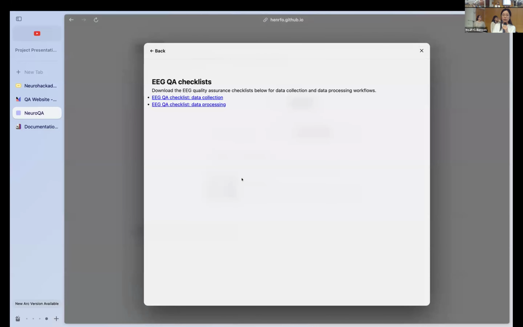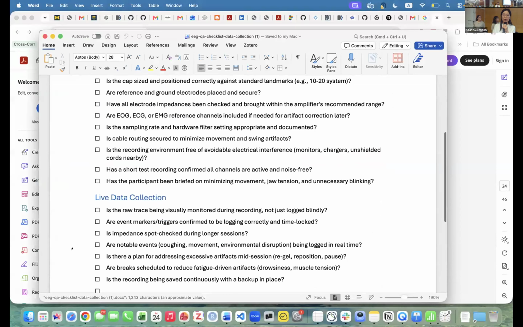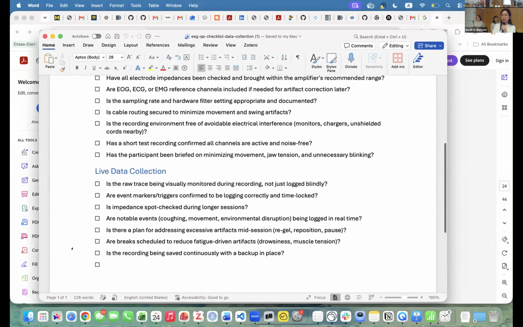Last thing I want to emphasize is that we have the QC checklist. You can just click and download it to your computer. When you open it, you will see documents you can print and send to your RA to help you with the data collection.